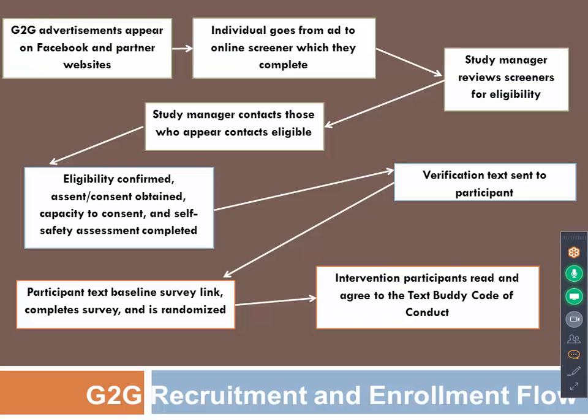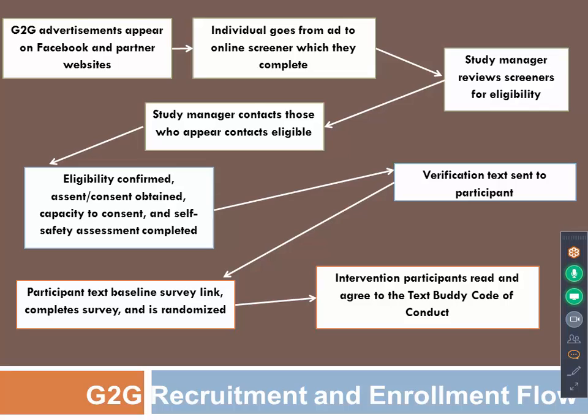This is a really overwhelming slide that talks about our recruitment. So you start over here on the top left. We post advertisements on Facebook, and then the person who's interested clicks on the ad, goes to the online screener. We include a brief explanation of what the program is about, and then have them complete the online screener. And then the screeners are sent to the study manager, who determines, based upon their answers, whether or not they're eligible. Then we reach out to those who are eligible. We talk on the phone, and in addition to making sure that they're eligible, we do obviously an assent, consent.